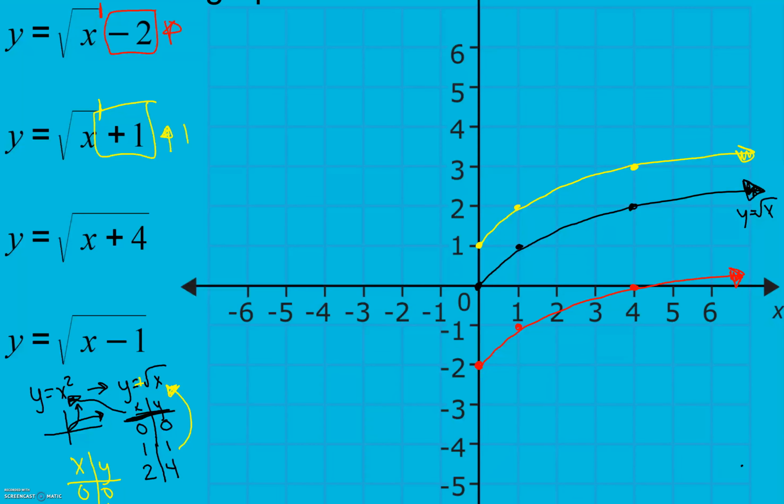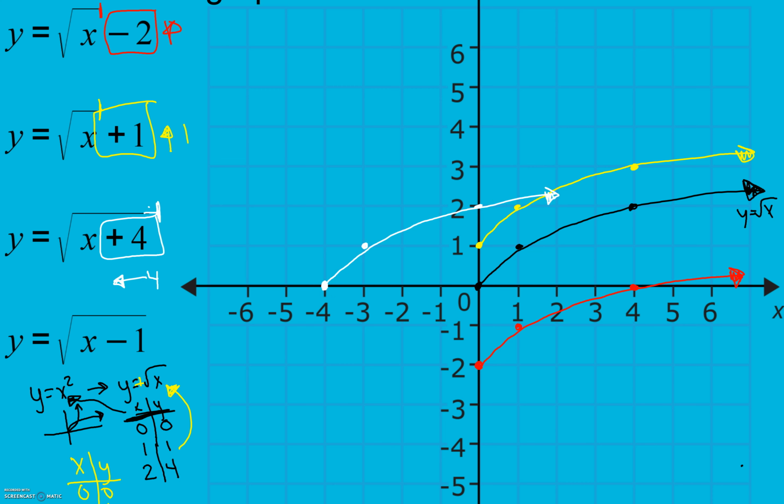Third one here, my plus 4 is inside. It's included, so it's a left and right here. I'm going to go left 4. I want my y value to be 0, so I have to go for x to be -4. I'm going to go over 1, up 1, or I shift each point over 4. Over 4, up 2. Instead of 2 and 4, we go 4 and 2 because it's the inverse.